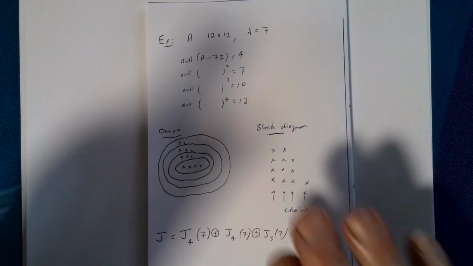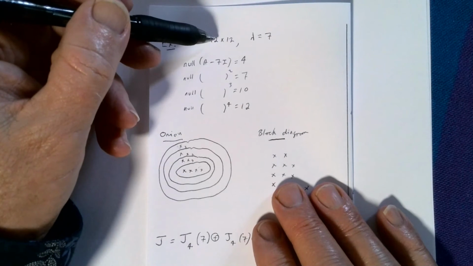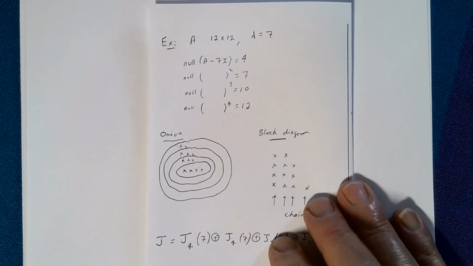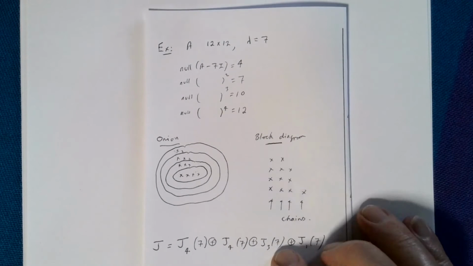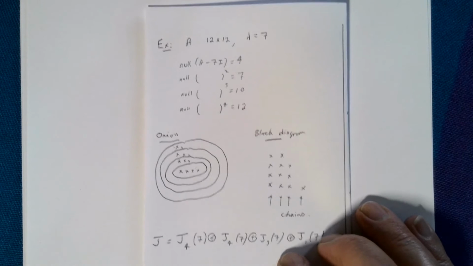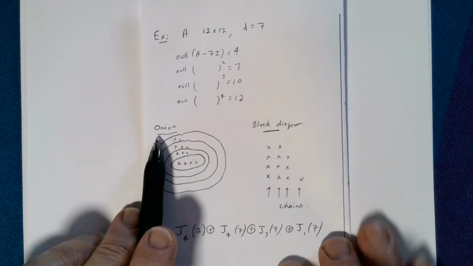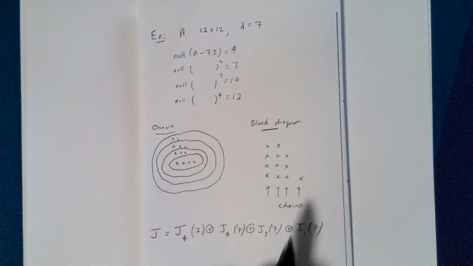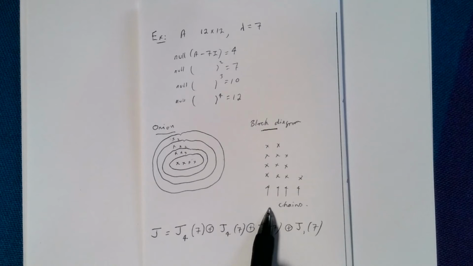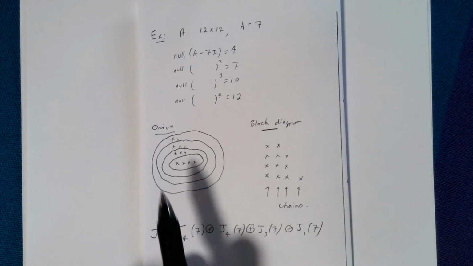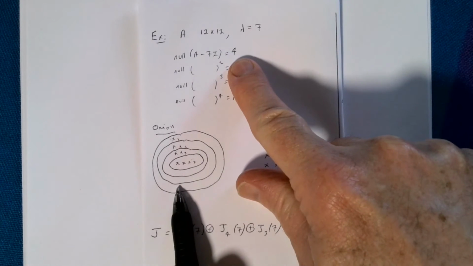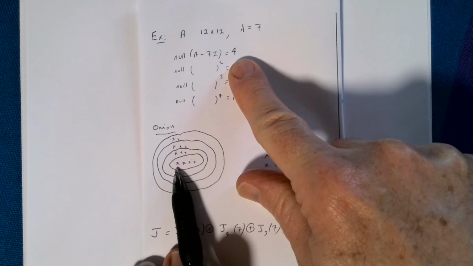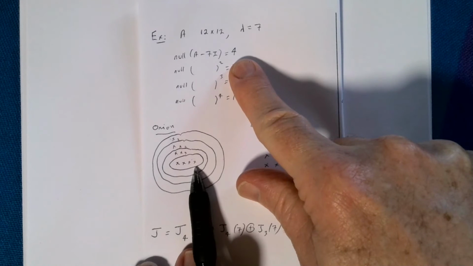So we start off with our 12 by 12 matrix. Lambda is 7, and there are the various dimensions of the various kernels. Now we can represent this information in a couple of ways. We've been using the onion, and the onion's still nice to draw here, but there's also a thing called a block diagram, which is another way of representing the same information. So looking firstly at the onion, the innermost kernel is 4. That's the number of eigenvectors, and I put 4 crosses here to indicate the 4 linearly independent eigenvectors.